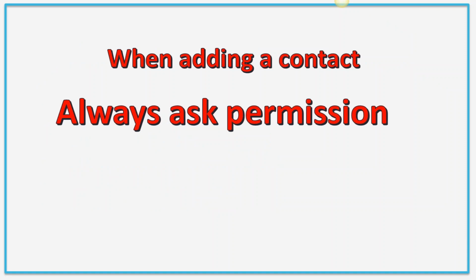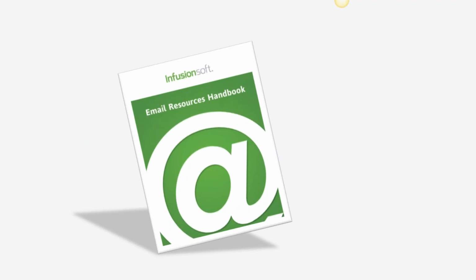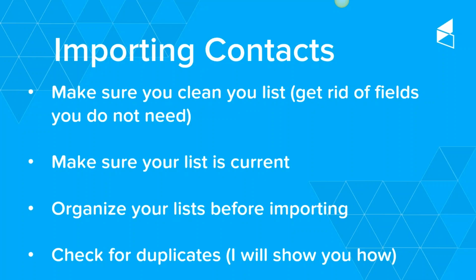So when adding a contact, we're going to talk about our list now. When adding a contact, it's always super important to ask for their permission. So we're going to send you an email resource handbook. And when we import contacts, it's super important to make sure your list is clean, to make sure your list is current, that the people on that list want to hear from you and remember who you are, and organize your list before importing, and then check for duplicates, and we'll go through that.